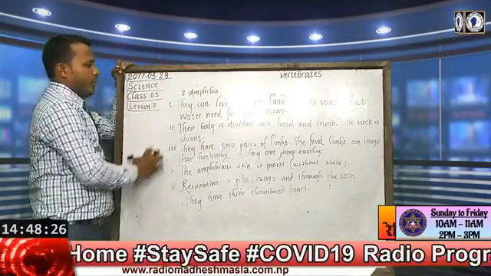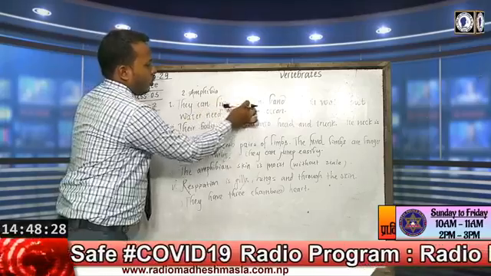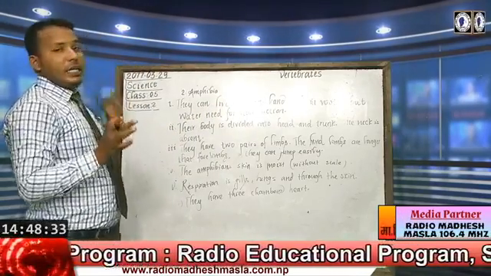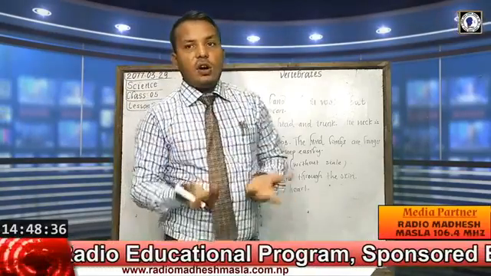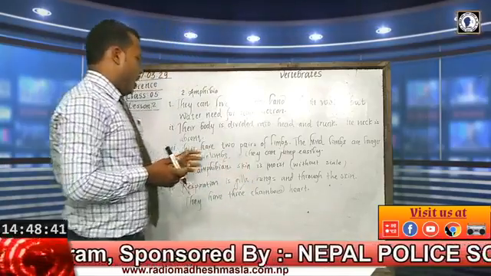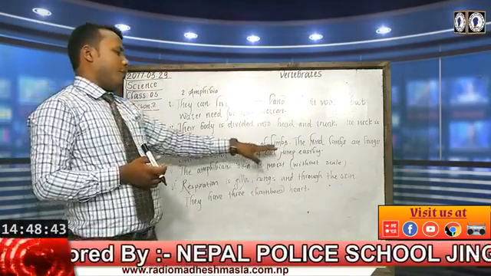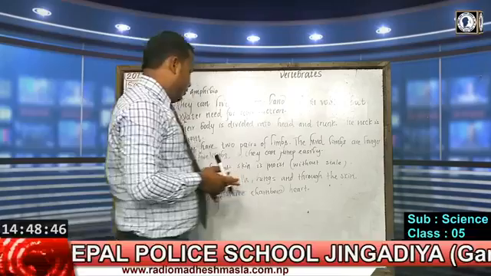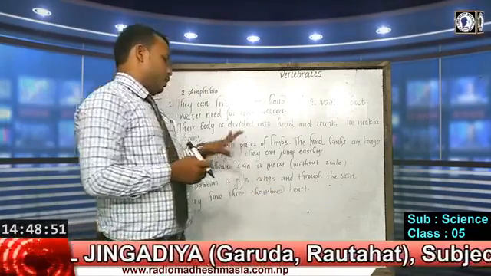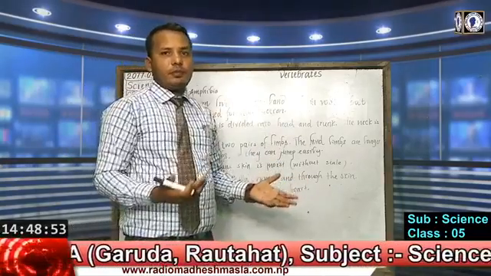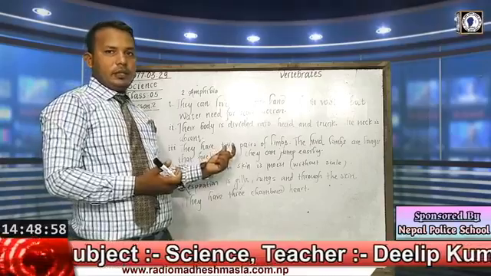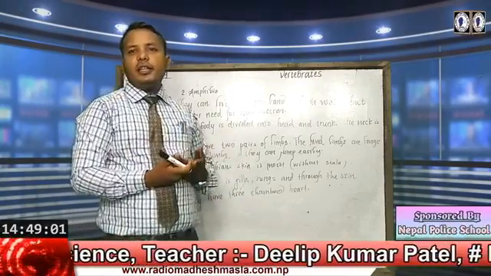Let's read again. They can live both on land and in water, but need water for reproduction. Their body is divided into head and trunk. The neck is absent. Number three, they have two pairs of limbs, hind limbs and forelimbs. The hind limbs are longer than the forelimbs, so they can jump easily.